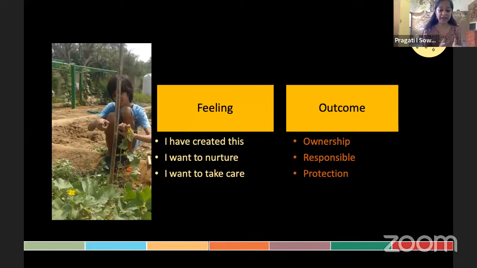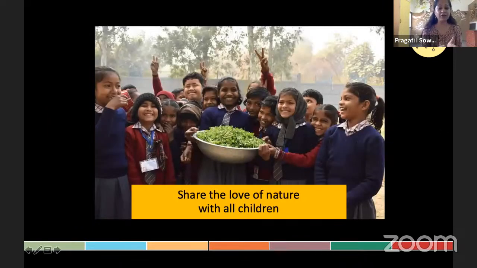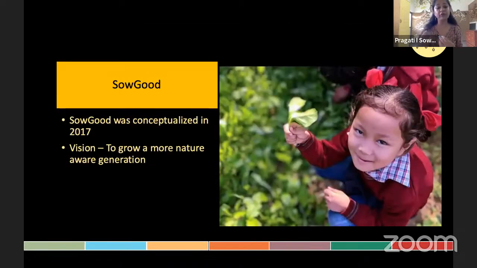Now, this experience that was created for him was so beautiful and impactful that not just him, the entire family changed, family's behavior towards nature, towards environment started shifting. We started becoming more conscious of our nature, our environment. So that's when the feeling came that, why just one child? This feeling should be shared with more children, and share the joy of nurturing, being close to nature with all children. And that's where the seed of SowGood was sown.